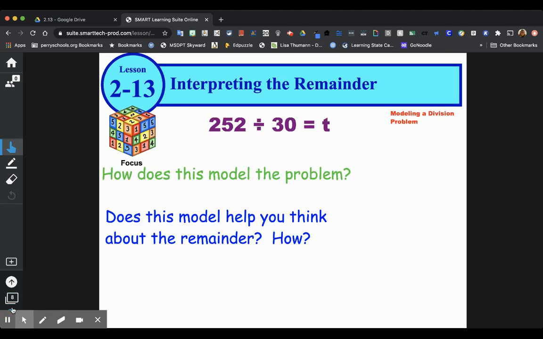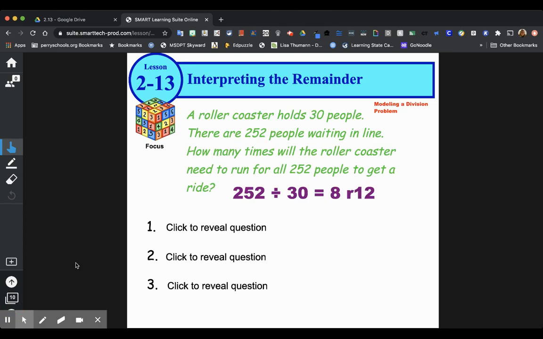to that question again, a roller coaster holds 30 people. There are 252 people waiting in line. Here's the part: how many times will a roller coaster need to run for all 252 people to get a ride? Is it 8 times? If so, what are we going to tell these 12 people? Do we just say we're only going to have half of the roller coaster go? Remember I said you can't do that.